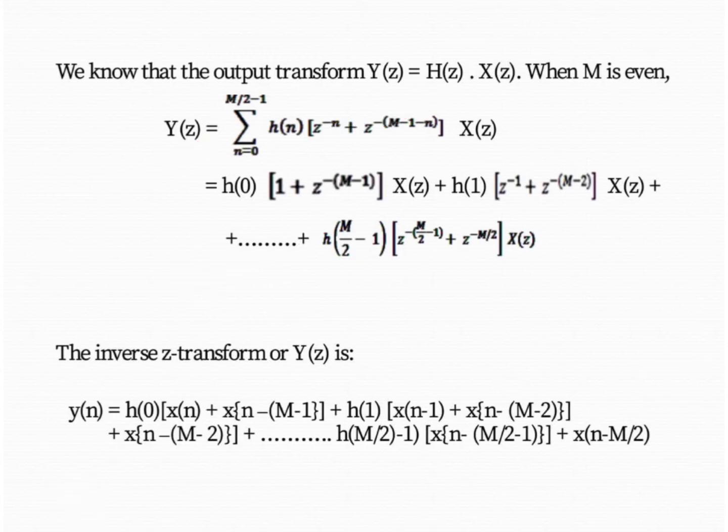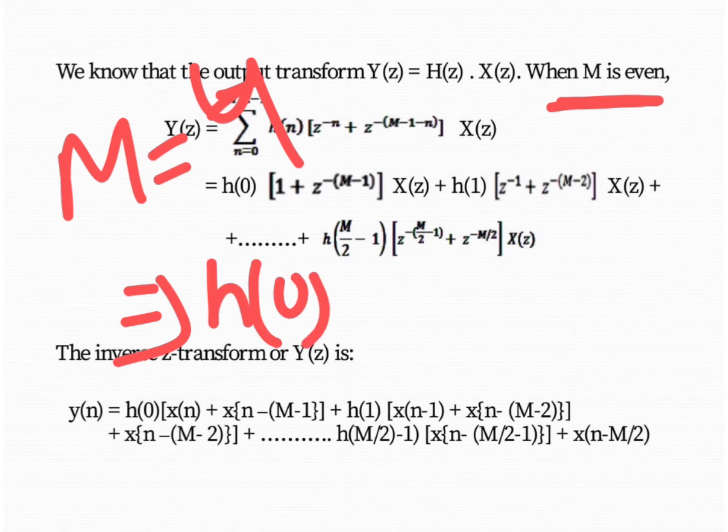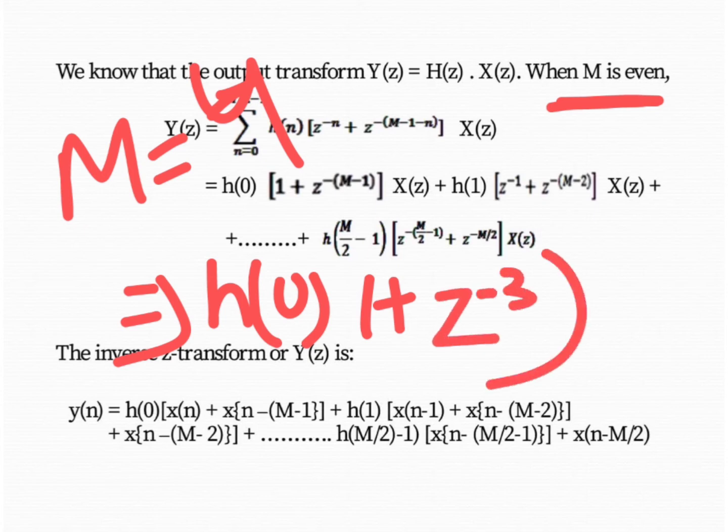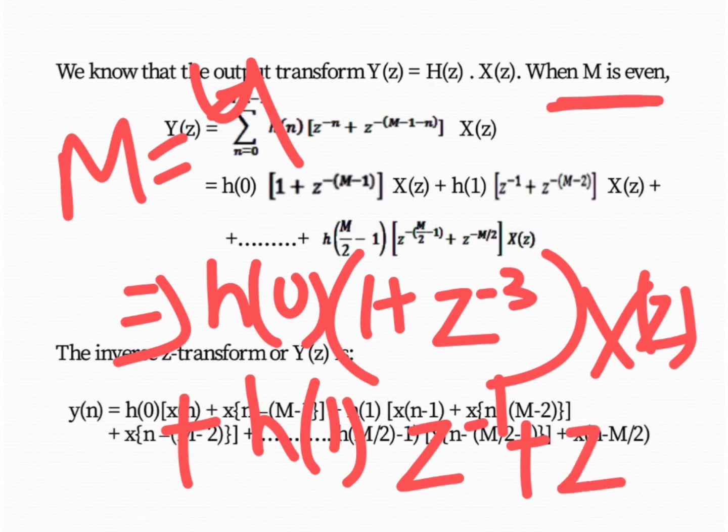For example, M is 4. That means the length of the sequence is 4. So on opening this equation, we get h(0)(1 plus z to the power minus 3), where 3 is 4 minus 1, into X(z), plus h(1) into (z to the power minus 1 plus z to the power minus 2), where 2 is 4 minus 2.